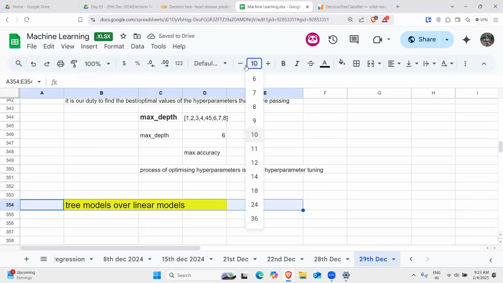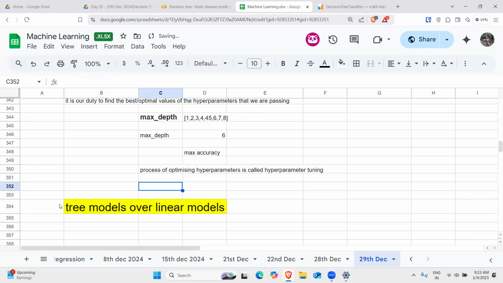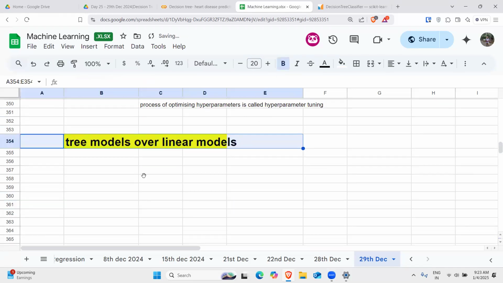We'll just increase the font if it is necessary. I think we should do 20. Yeah. And that's what. Okay.